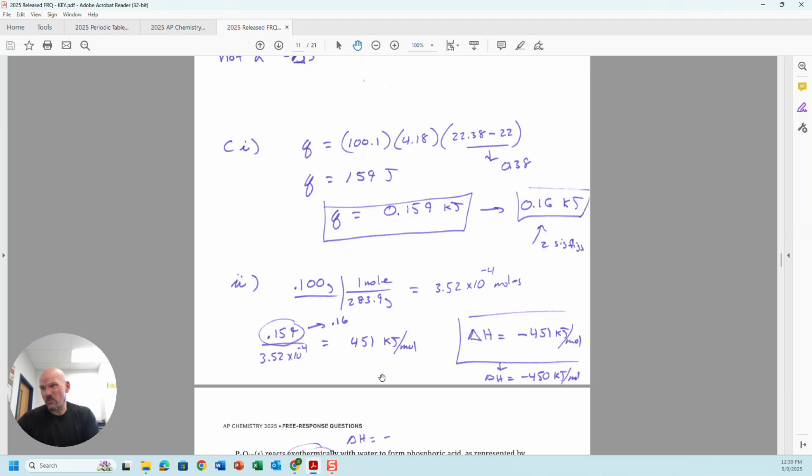Now again, this is what I got initially, because I was using that answer with 3 sig digs, but later on, when I was going back over and double checking my work, I figured negative 450 kilojoules per mole would be the better answer if you want the right number of significant figures, okay?